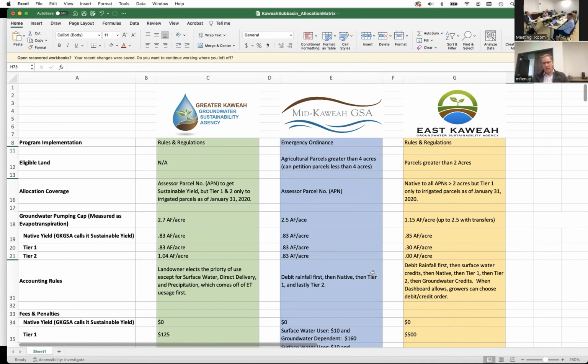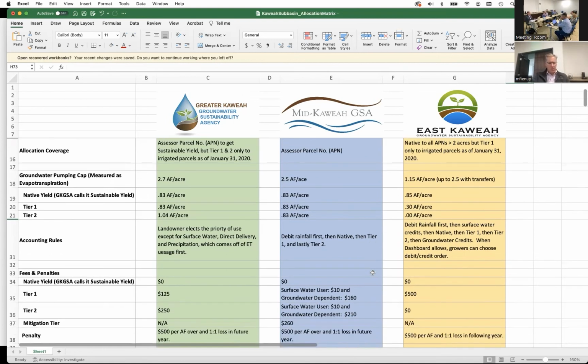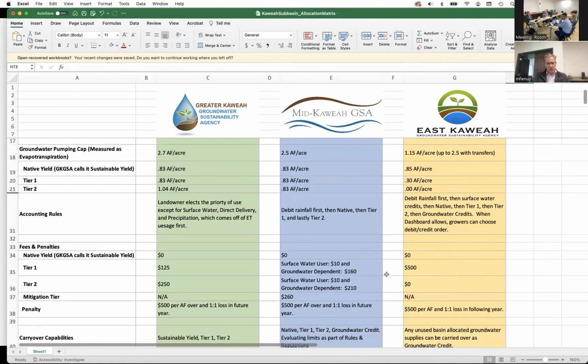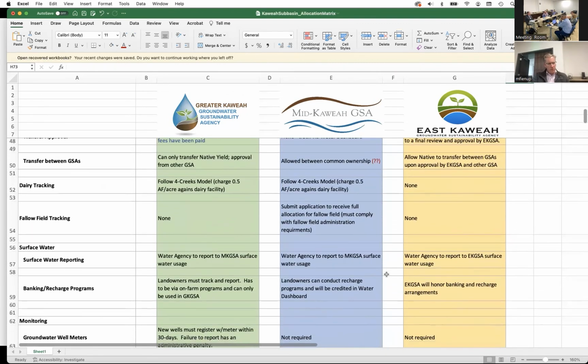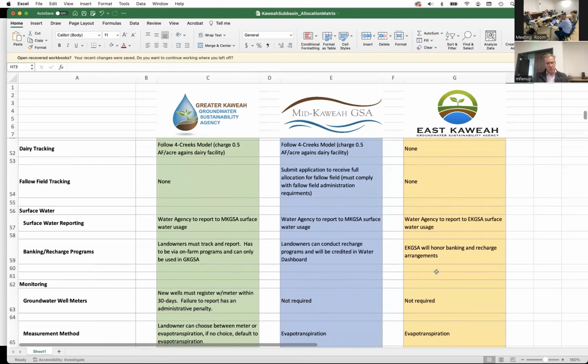I appreciate you going through this. I feel less stupid now. I have a question on whether or not a dairy facility will be counted as irrigated acres or not, if it's receiving that, or if it's getting charged that 0.5 acre feet per acre. Is it going to have tiered water associated with it available? Or is it the same?